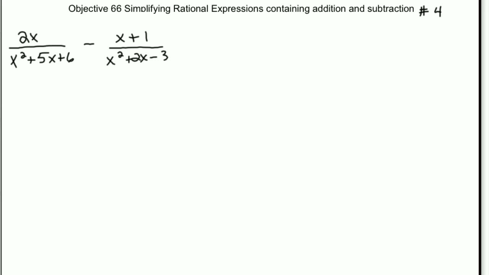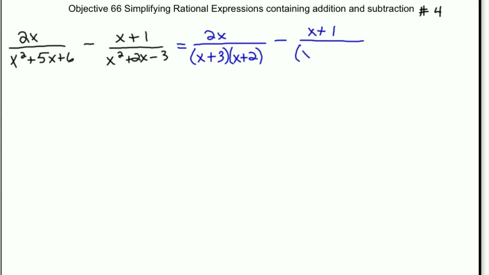Alright, first thing I need to do, I need to get common denominators here so I can actually subtract these fractions. But in order to determine that, I need to write things out in their factored form. x squared plus 5x plus 6 will factor to x plus 3 times x plus 2. And x squared plus 2x minus 3 will factor to x plus 3 times x minus 1.